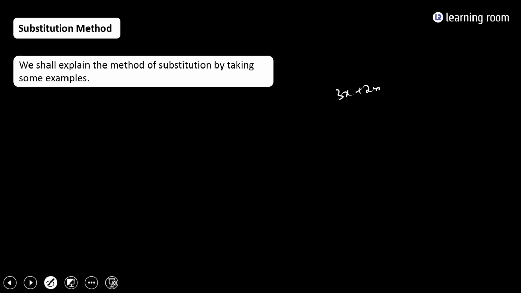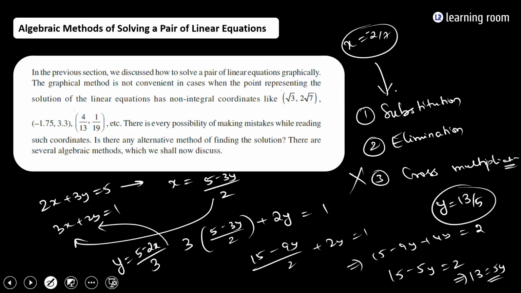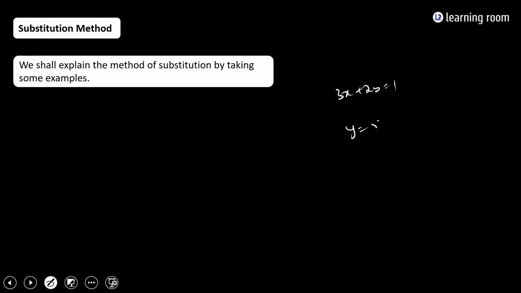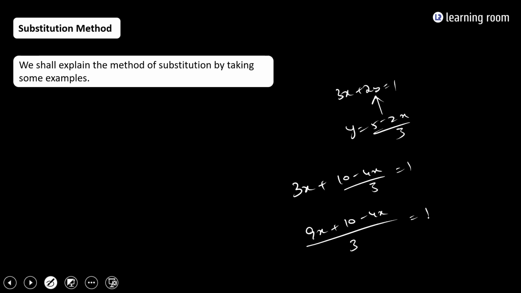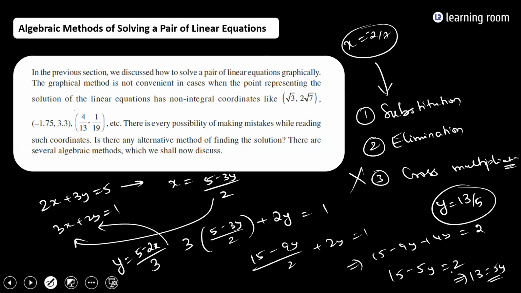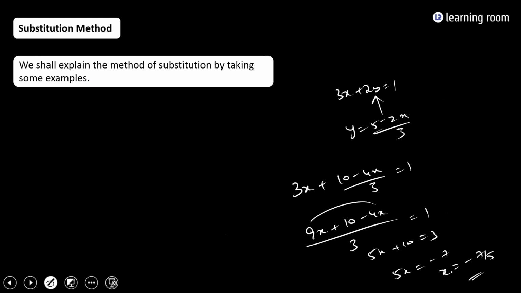See, 3x plus 2y is equal to 1. y is (5 minus 2x) by 3. So take this and substitute it here. 3x plus (10 minus 4x) by 3 is equal to 1. So 9x plus 10 minus 4x by 3 is equal to 1. So 5x plus 10 is equal to 3. So 5x is equal to minus 7. Minus 7 by 5, sir. Yes, sir, even I got minus 7 by 5. Yeah, minus 7 by 5 is the answer. Tanishka, I think there is some mistake. Okay, get it checked. So it was minus 7 by 5.